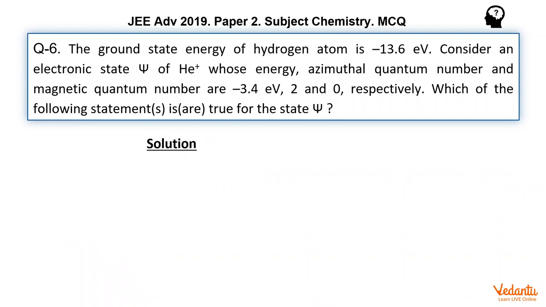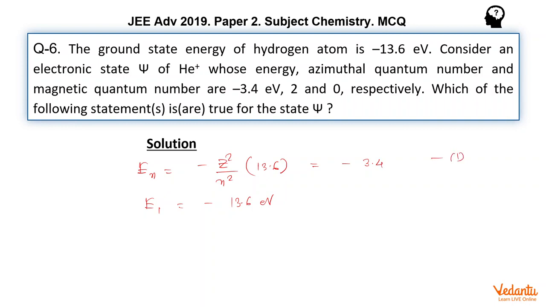So first, let us write the expression. We know that En is equal to minus Z square upon n square into 13.6. That's the general expression. And for hydrogen atom, Z is equal to 1, and for the ground state n is equal to 1. So we get E1 for hydrogen atom is minus 13.6 electron volt. But in case of helium, this value is 3.4. So we got the first equation that this is equal to minus 3.4.